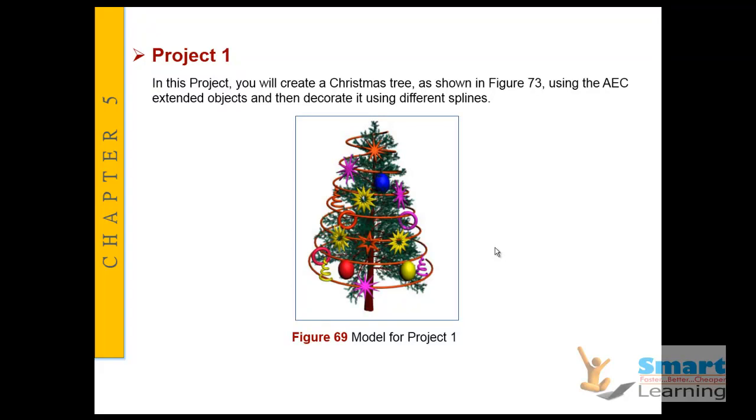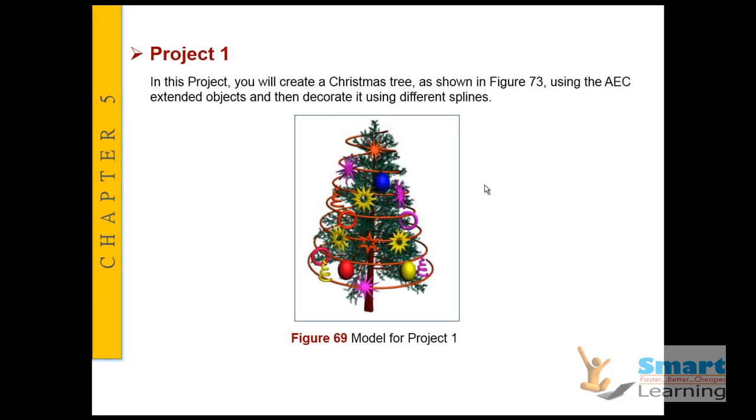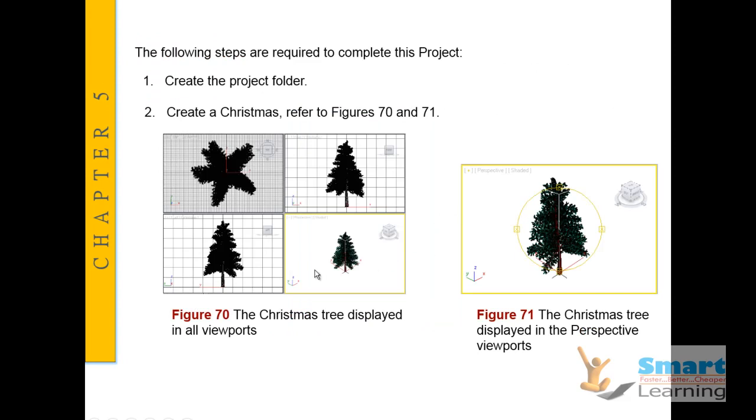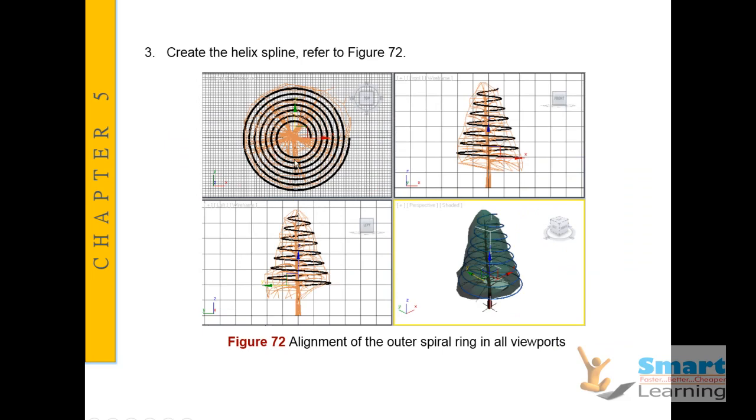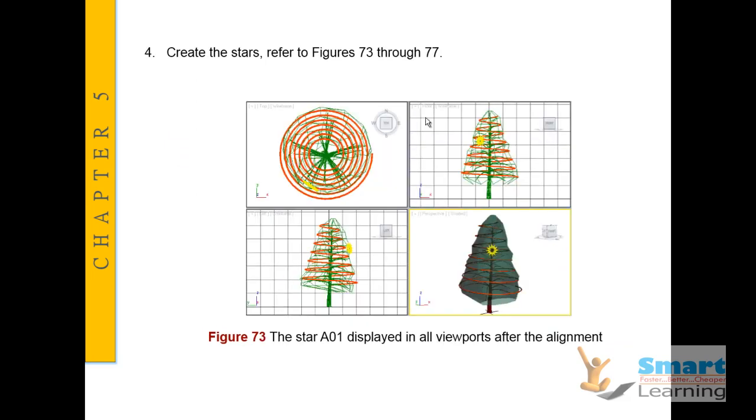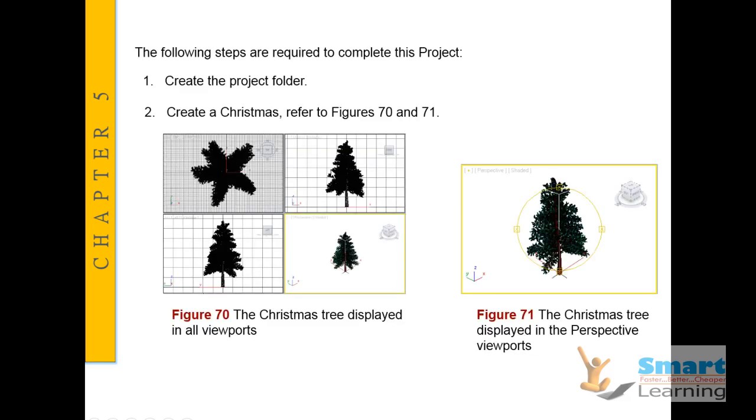In this project, we'll discuss how to create a Christmas tree. Until now, whatever commands we have learned, we will be applying over this project, and we'll move ahead. So we'll start with this project. Initially we'll be creating this particular tree. After creating this tree, we have to surround it with a spiral helix, and then we'll move to the star placement. Let us start with the trees.